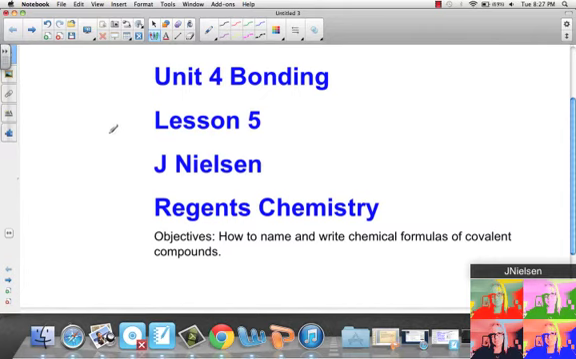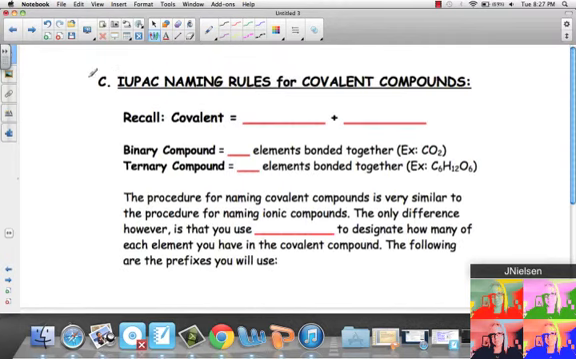So let's continue. Last lesson we talked about how to name and write chemical formulas of ionic compounds, and in this lesson we are going to talk about how to name and write chemical formulas of covalent compounds. Remember that IUPAC means International Union of Pure and Applied Chemistry, and it simply means what are the rules? How have I taught you how to name and write compounds? Recall that covalent equals a nonmetal and a nonmetal, or two nonmetals.